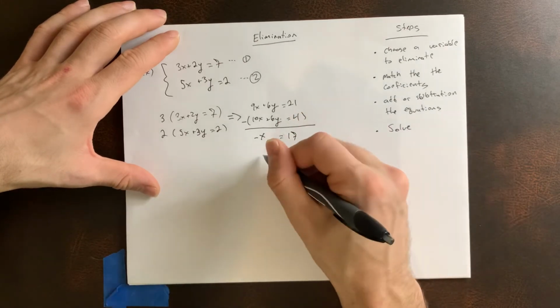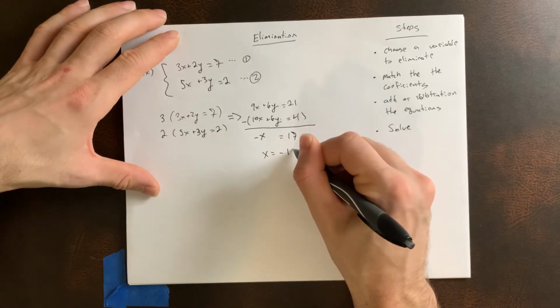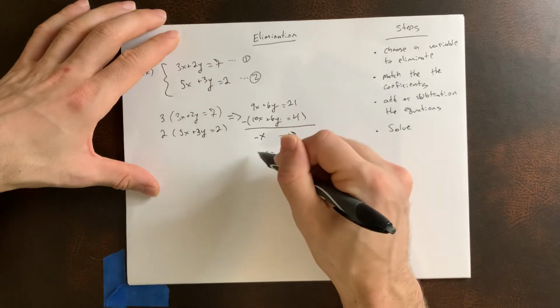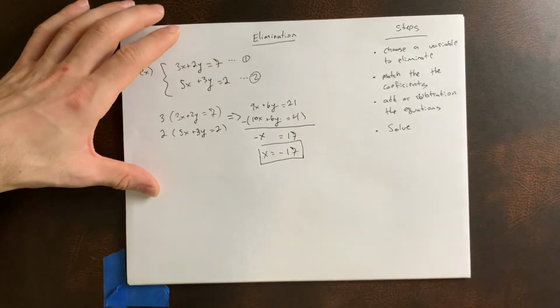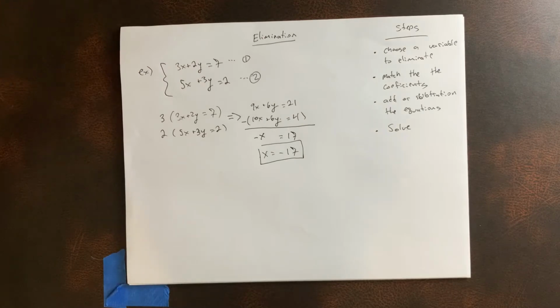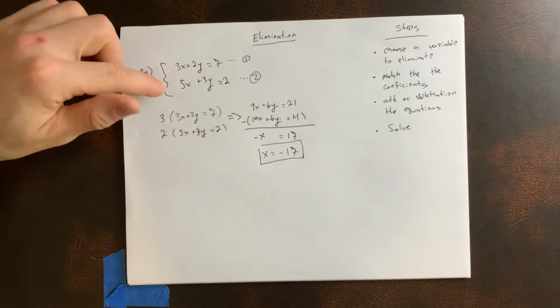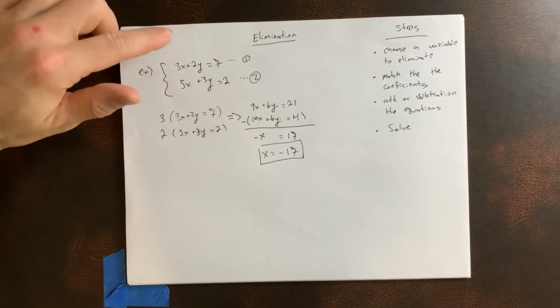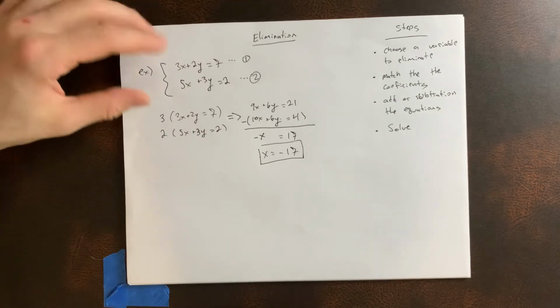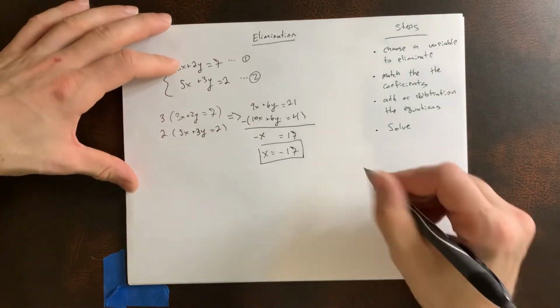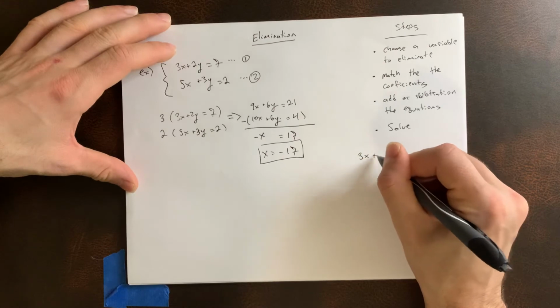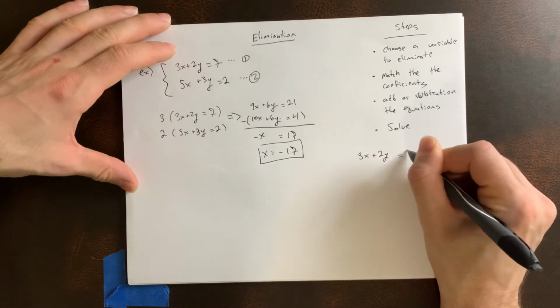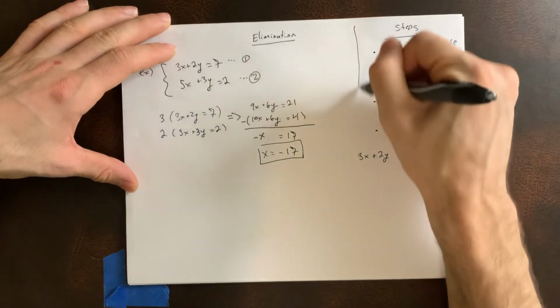So solving for x, we get x is equal to minus 17. And now, just like in the last one, we could pick either equation 1 or 2 and plug this in and then solve for the remaining variable. So let's just choose this first equation, 3x plus 2y is equal to 7. Let's put this in the box.